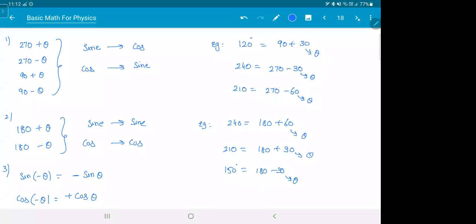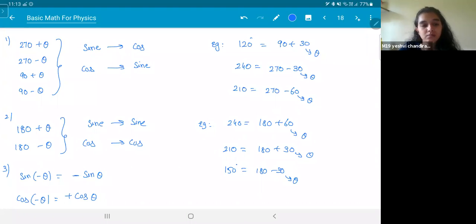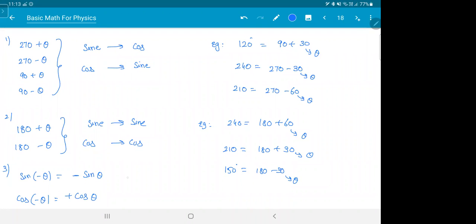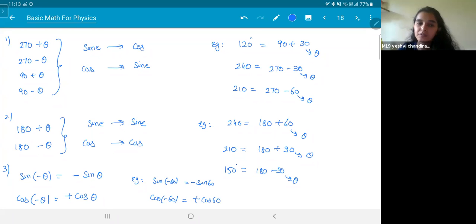120 also you can write as 180 minus 60. Yes. Sir, can you explain the third point again? Sine of minus theta is minus sine theta. For example, if someone gives you sine of minus 60, it is minus sine 60. But if someone gives you cos of minus 60, it is plus cos 60. Minus won't be there.